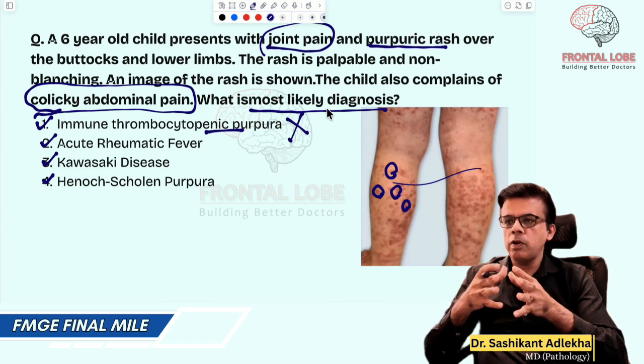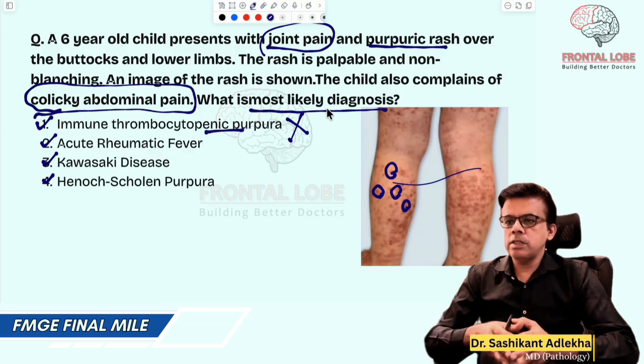Acute rheumatic fever will not have this kind of rashes. There may be some rashes, but overall this kind of typical purpuric hemorrhagic rashes all over is not a feature of acute rheumatic fever. So there may be some erythematous rashes, but small purpuric spots everywhere will not be a feature of acute rheumatic fever.